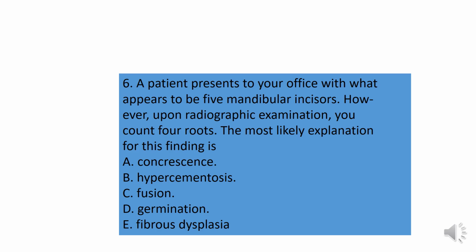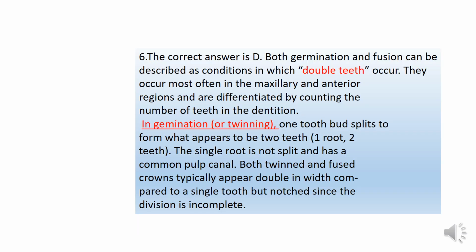So it can split, it can go to the center also, but there are 4 roots, the teeth will be extra. And then we have fibrous displacement. See, the answer is D. So double teeth: although both feel like they are double teeth, we have to remember in which one the teeth are missing and in which one, when we calculate the teeth, they're extra.